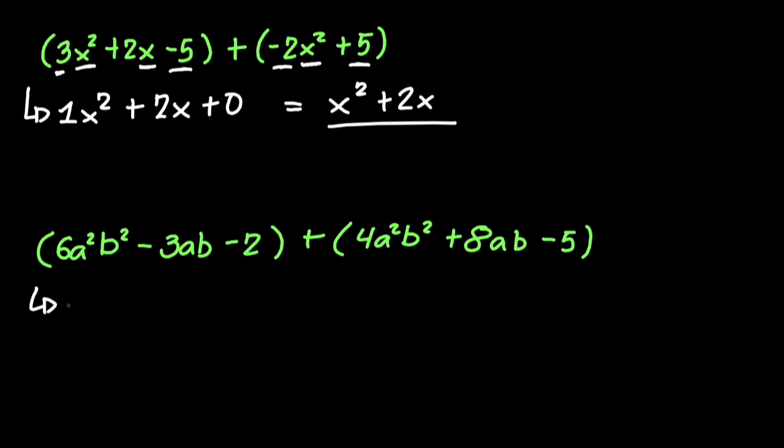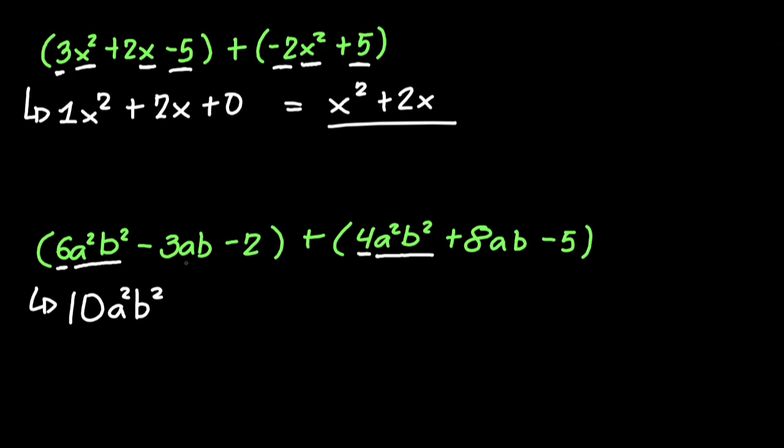For this, it is 6a squared b squared minus 3ab minus 2. Add it to 4a squared b squared plus 8ab minus 5. So once again, combine like terms. So for this, it is a squared b squared. There is similar here, which is a squared b squared. So you add the coefficients here, which is 6 plus 4 is 10. So it will be 10a squared b squared.